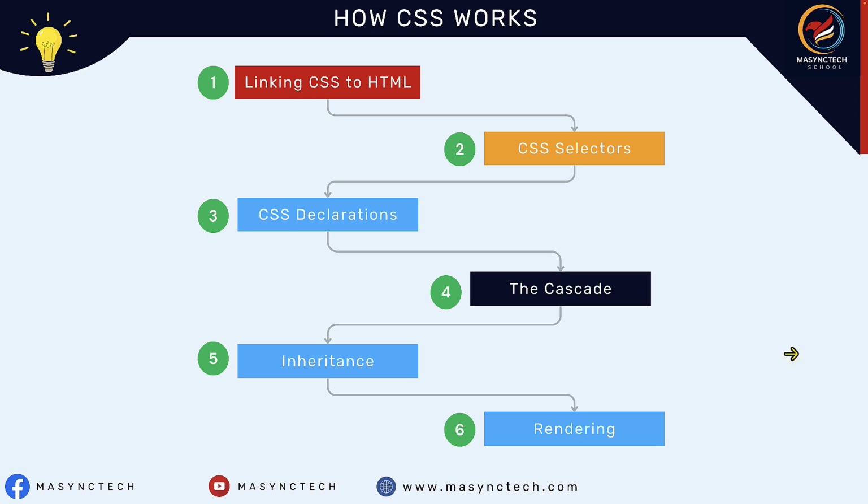And the last step is rendering. This is where we are going to see the actual effect of the CSS being applied to the element. So once the browser has determined the appropriate styles for each element through cascading and inheritance, it applies those styles and renders the web page for viewing. So by understanding this basic concept, you can have a better grasp of how CSS works and how it interacts with HTML to create the styles and layout seen on the web.